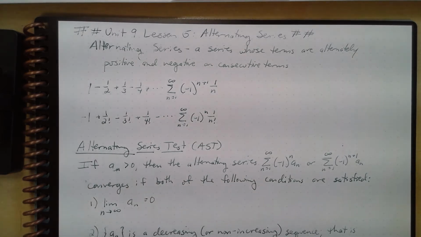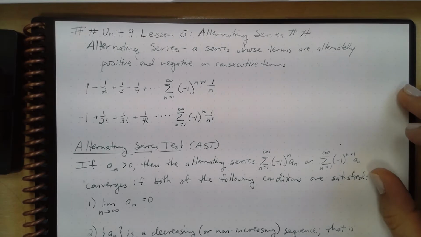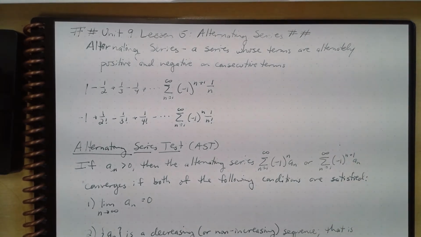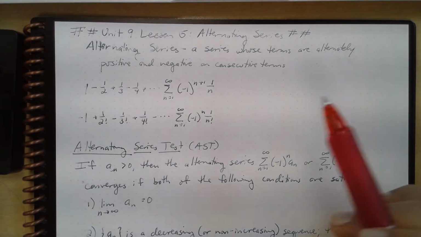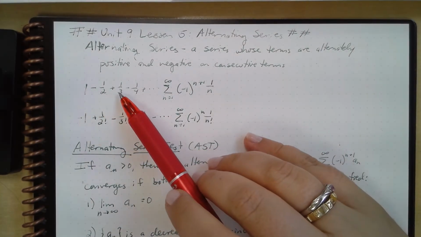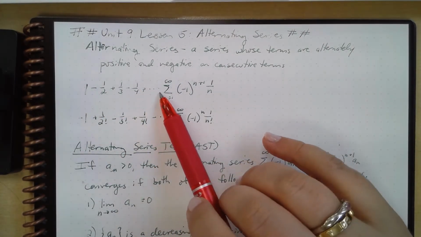Hi, and welcome back. Okay, so today we're going to talk about alternating series. What is an alternating series? Well, an alternating series is a series whose terms are alternately positive and negative on consecutive terms, okay? So here we have 1, negative 1/2, 1/3, negative 1/4, and so on.